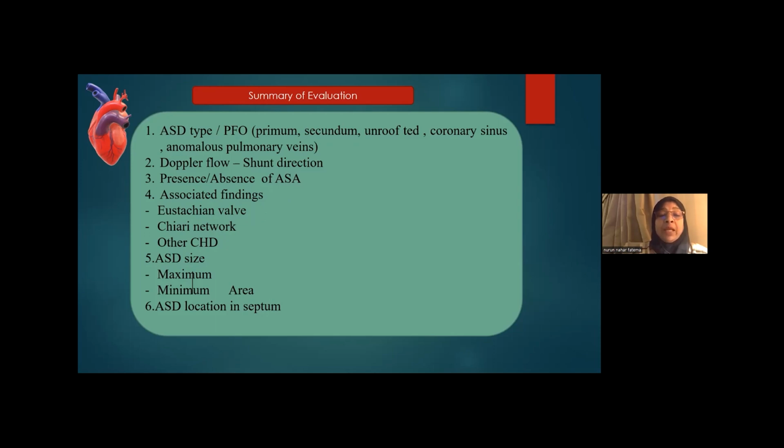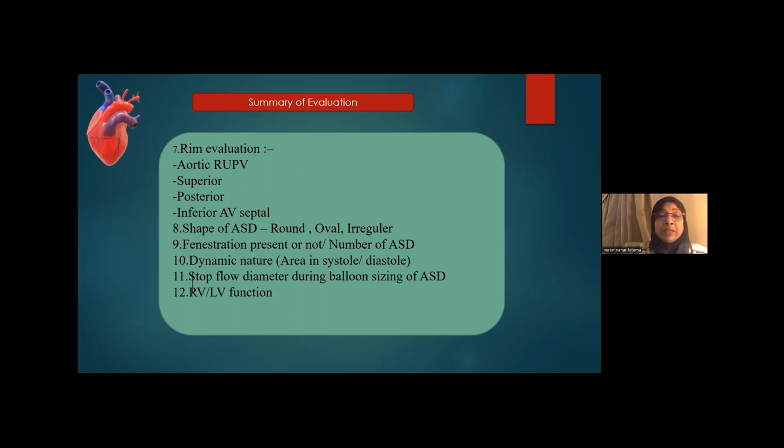And we can also measure the circularity index to see whether it is a circular ASD or an elliptical one. And we can also assess the location of the ASD in the septum, whether it is primum, secundum, or sinus venosus type. And we can also at the same time evaluate the rim. So what are the rims? Actually, there are 6 rims, and we have to evaluate all these rims very carefully before doing the device closure or before planning for the device closure. So aortic rim, superior rim, inferior rim, posterior rim, and I will show you the details of the rims in the next part of my presentation.